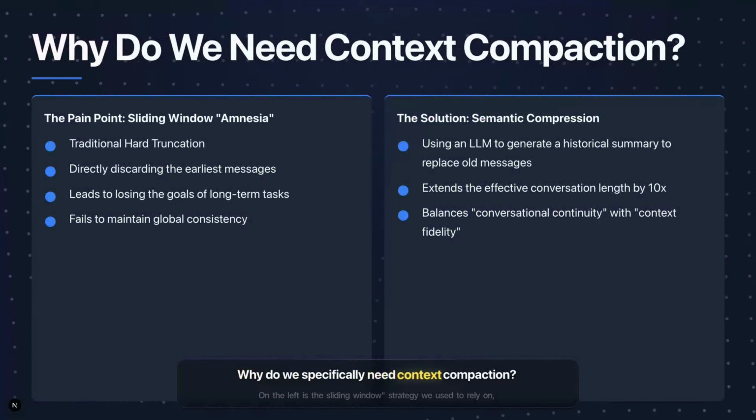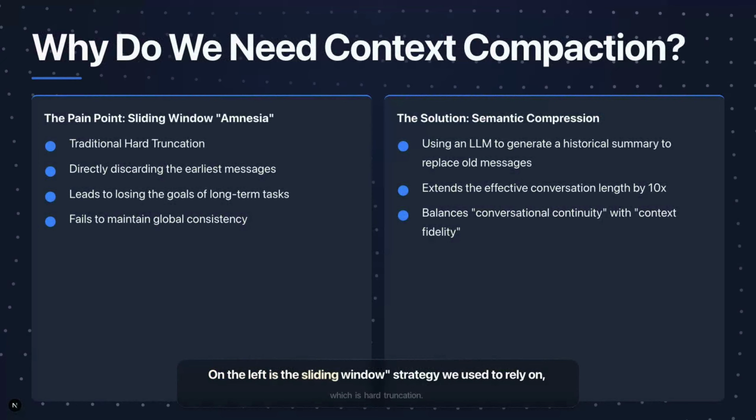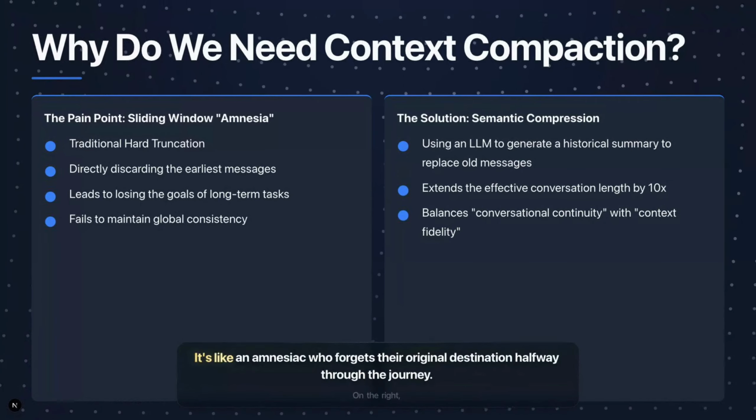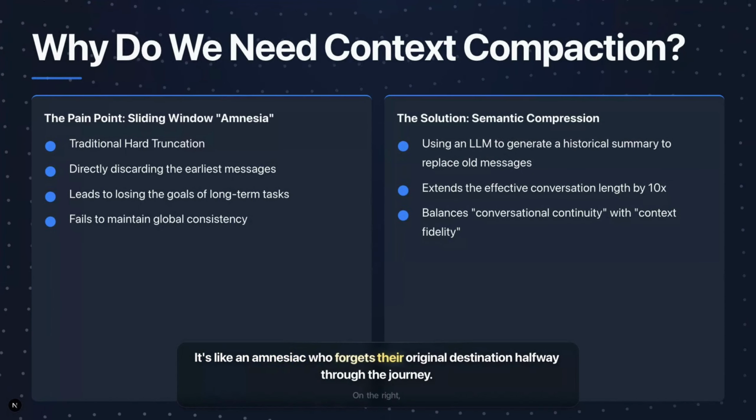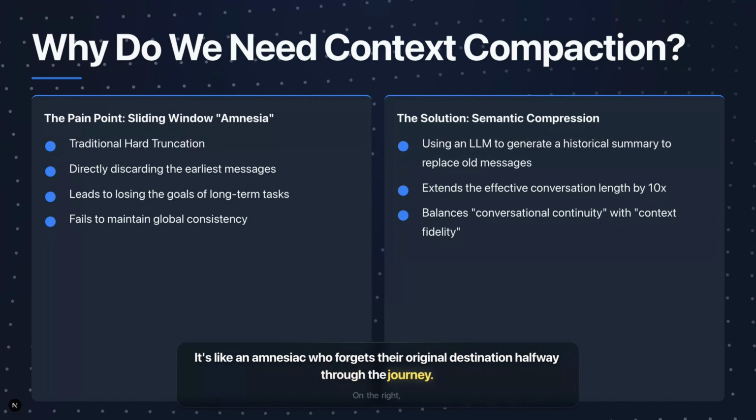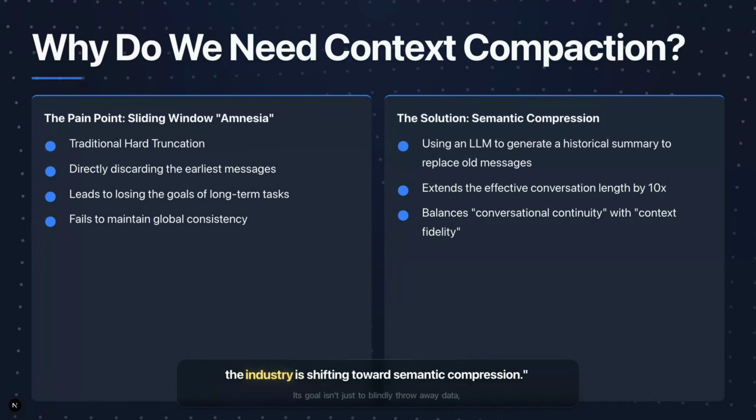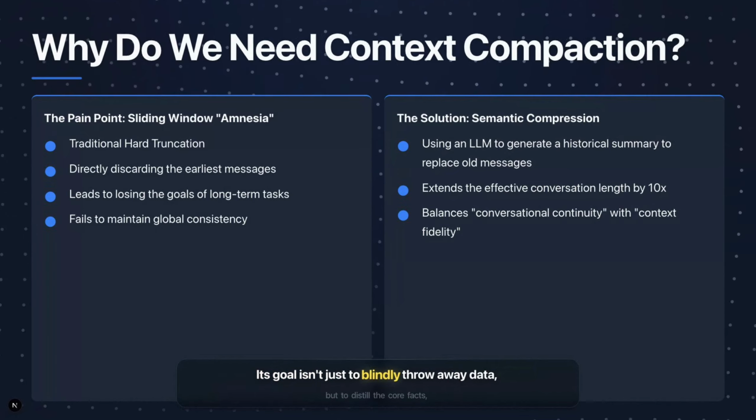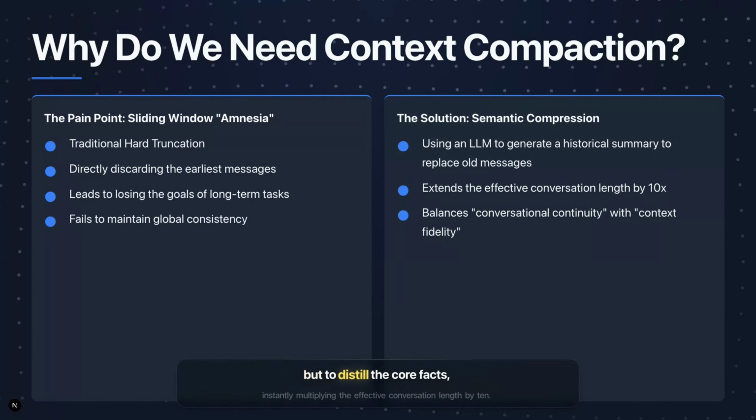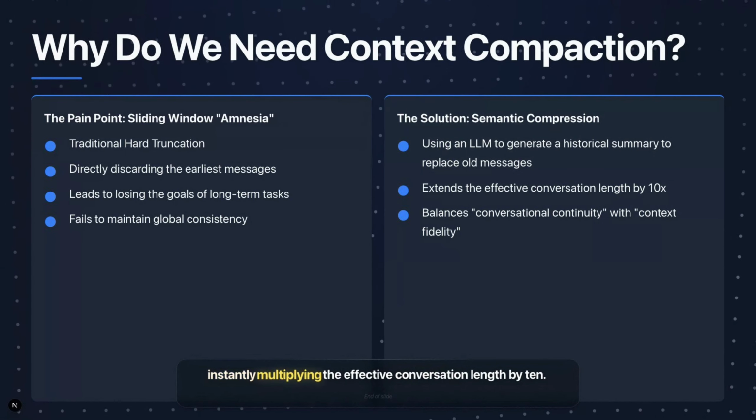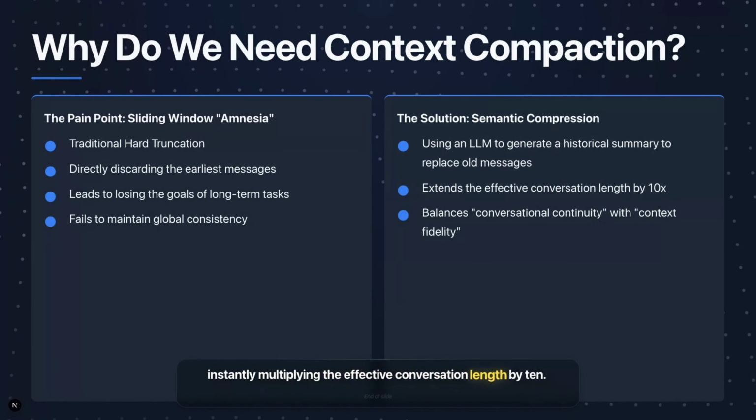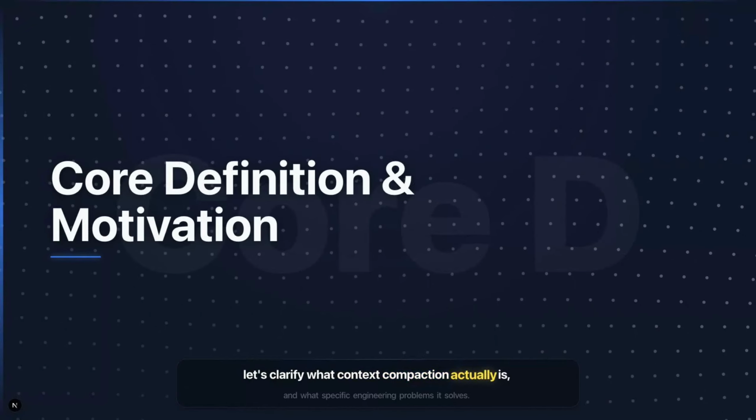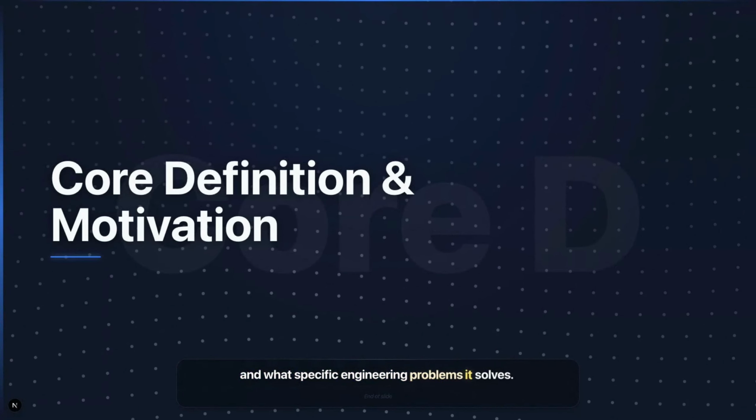Why do we specifically need context compaction? On the left is the sliding window strategy we used to rely on, which is hard truncation. It's like an amnesiac who forgets their original destination halfway through the journey. On the right, the industry is shifting toward semantic compression. Its goal isn't just to blindly throw away data, but to distill the core facts, instantly multiplying the effective conversation length by 10. Next, let's clarify what context compaction actually is and what specific engineering problems it solves.